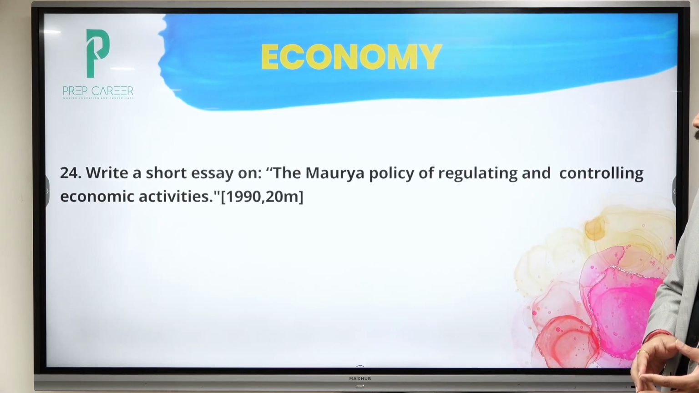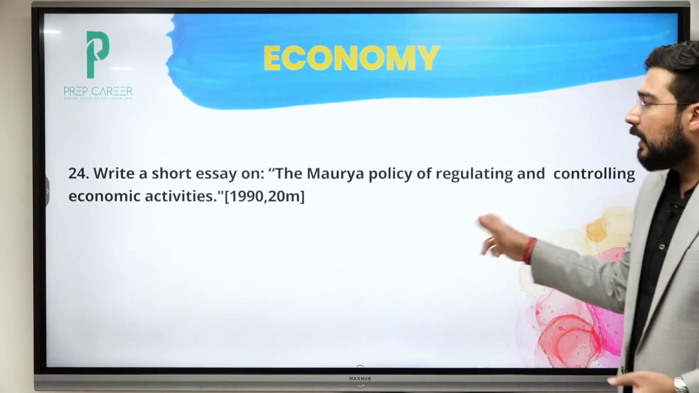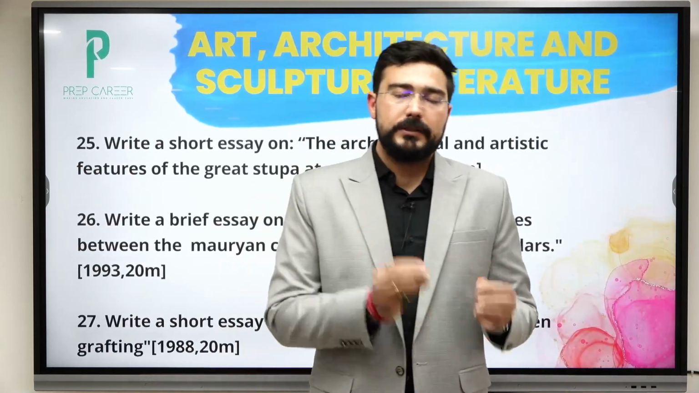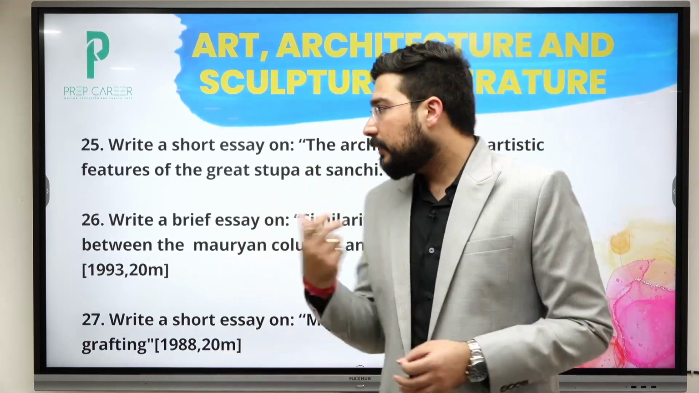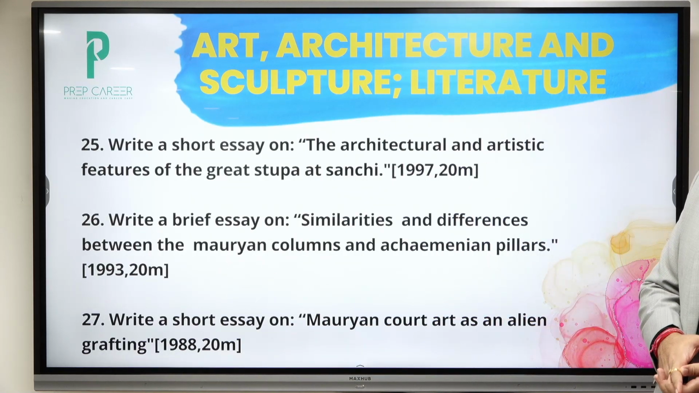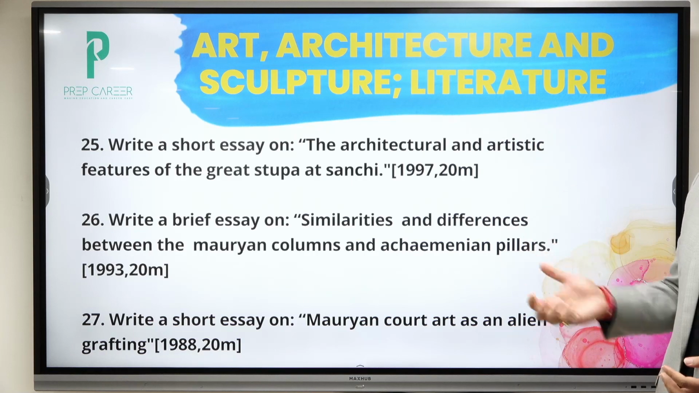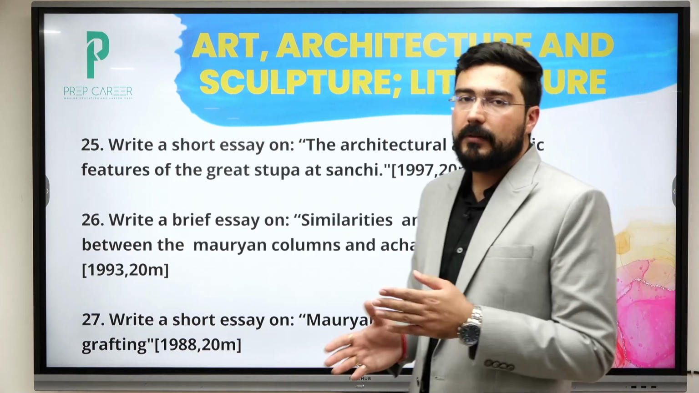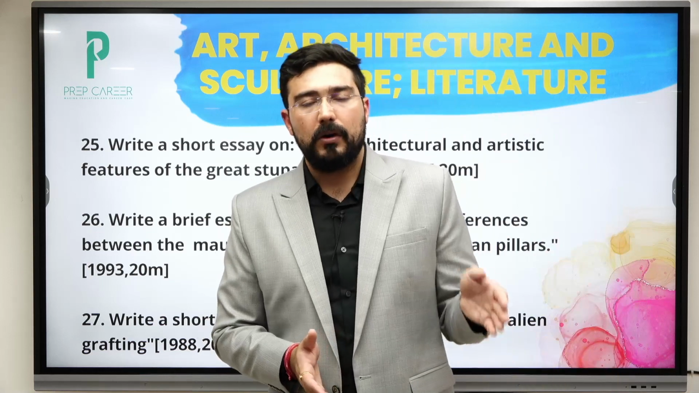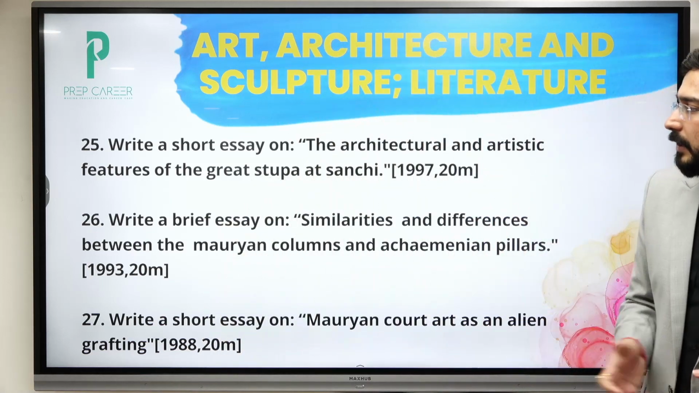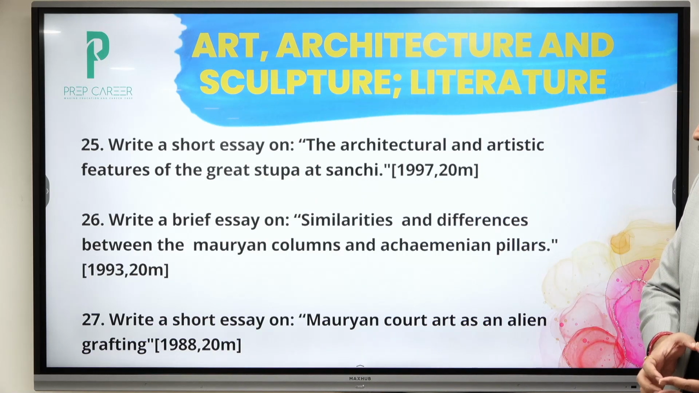Then with respect to economy, how they regulated it, like some of the specific sectors, they were under the central hegemony. Okay, so that we need to remember. Then we have architectural and artistic features of the great stupa at Sanchi. Then similarity and difference in the pillars. So now this is one debate: is Mauryan art just a part of alien grafting, or did we just mindlessly copy the Iranian pillars? To some extent this is correct or incorrect, that we need to identify.